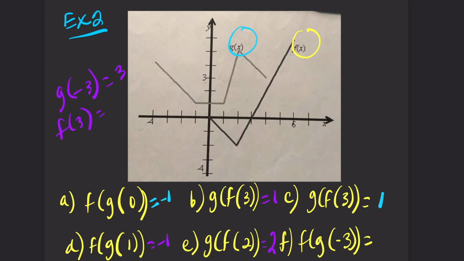X value is equal to 3 right here. F of x is right there, and the y value there is 0. So the answer to letter F is 0. Okay, so hopefully you got all 3 of those right. So let's keep going.